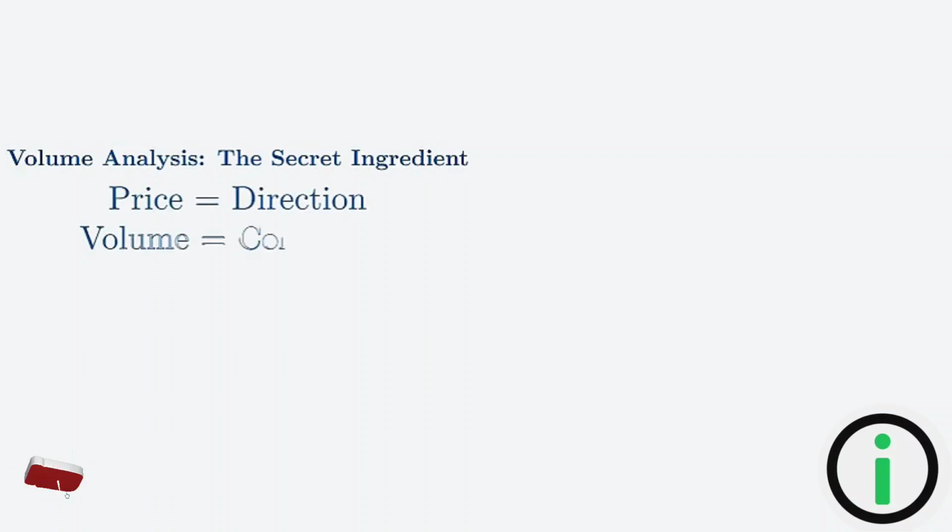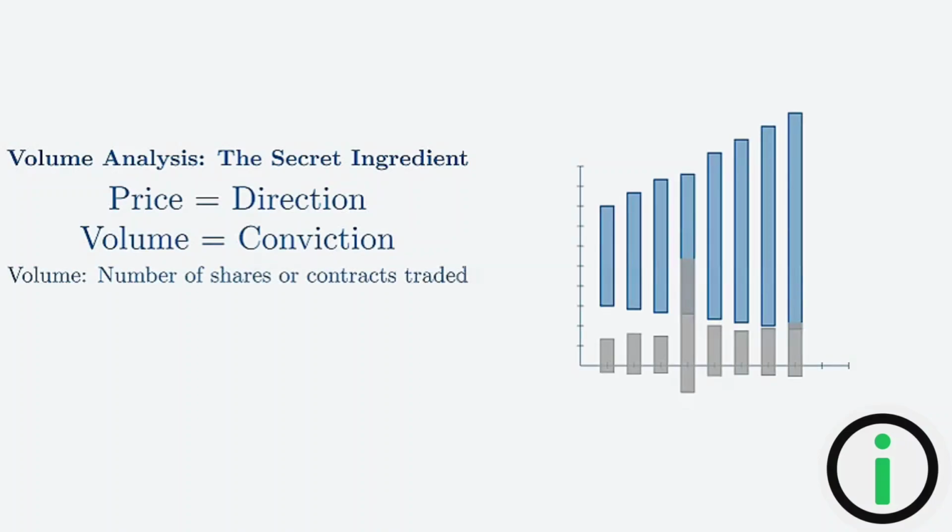Finally, let's look at the fuel behind the price: volume analysis. While price tells us where the market went, volume tells us how much conviction was behind that move. Volume is simply the number of shares or contracts traded during a specific period. It is usually shown as vertical bars at the bottom of your chart. Institutional investors, or smart money, trade in such massive quantities that they cannot hide their tracks. Their activity shows up as high volume.